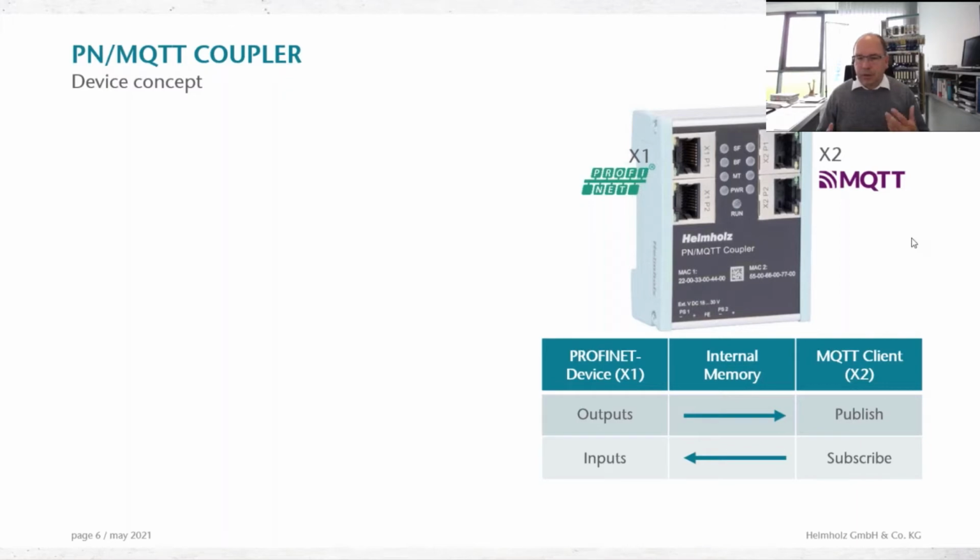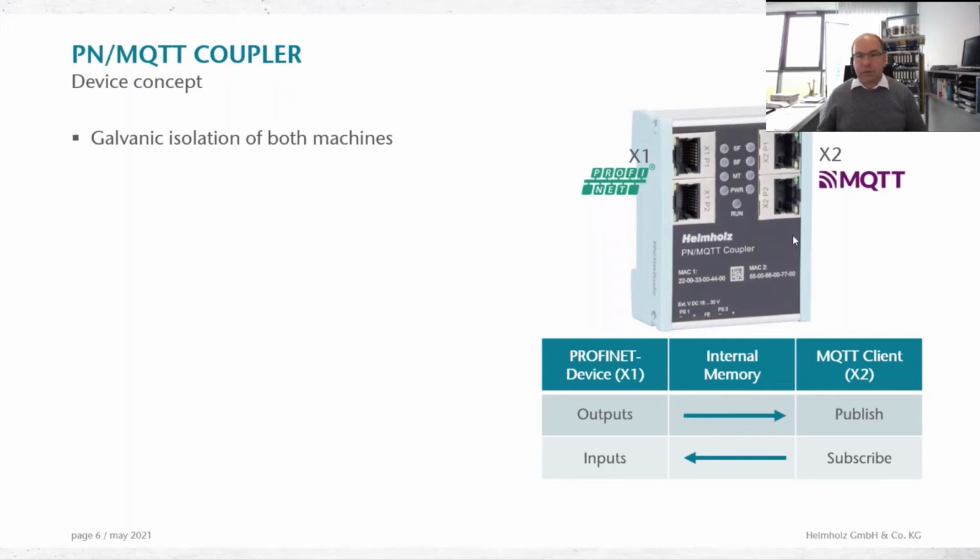If you subscribe to some data on the MQTT side, the data will be available as inputs in the PLC. Also really important, it's not only a network interface isolation, it's also a galvanic isolation in this device. So there's no network communication between the two sides, and there's also no physical connection between the two sides. Both network interfaces are totally isolated from each other.